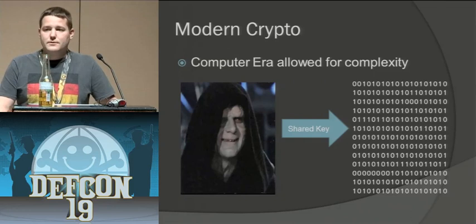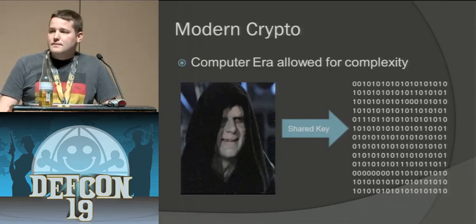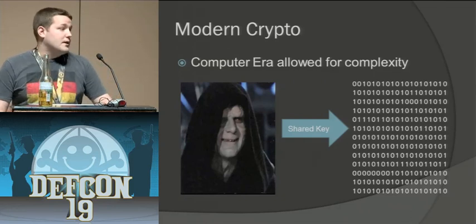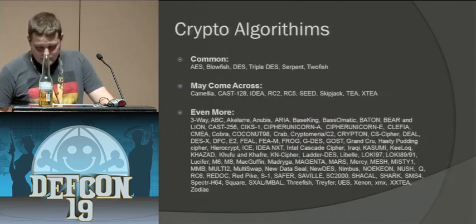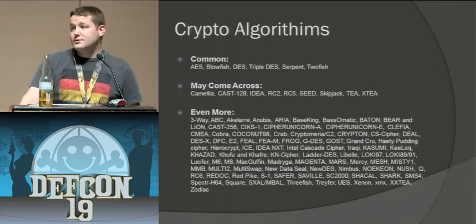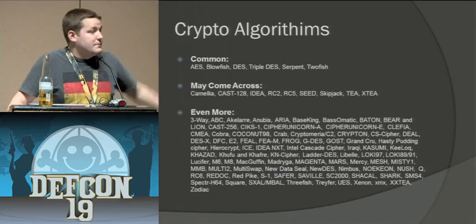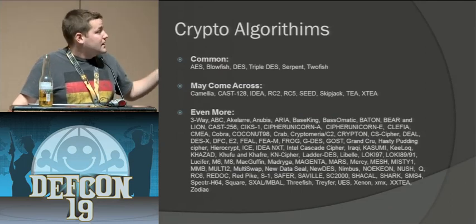Then the computer era allowed us to take data, represented as ones and zeros, and pass it through those equations that we alluded to earlier, and use a shared key to encrypt that data into unusable text for anybody.